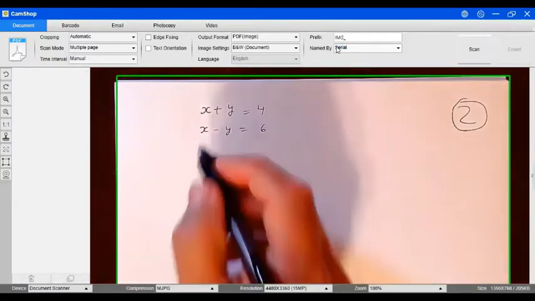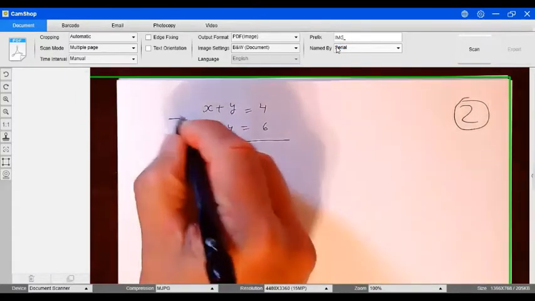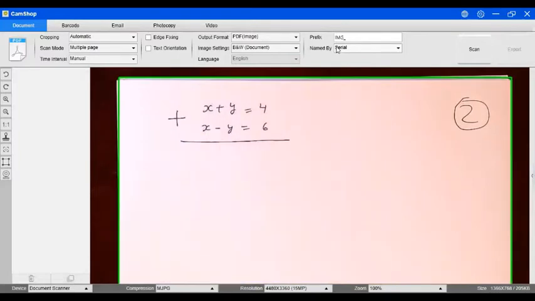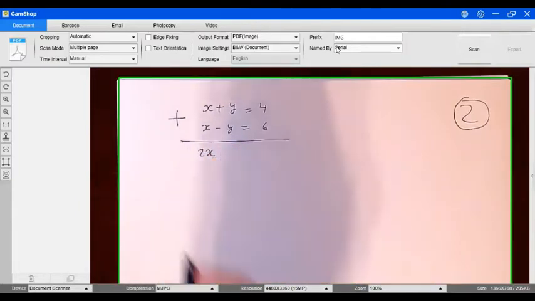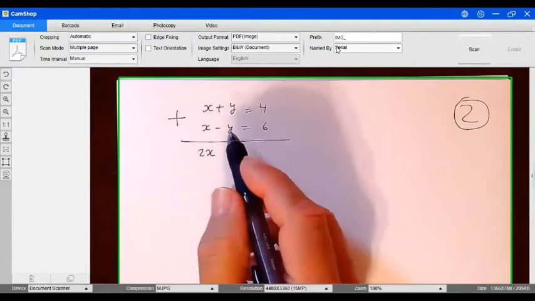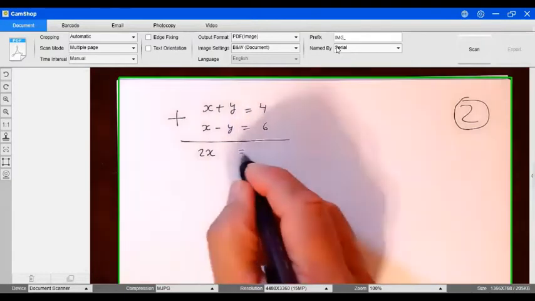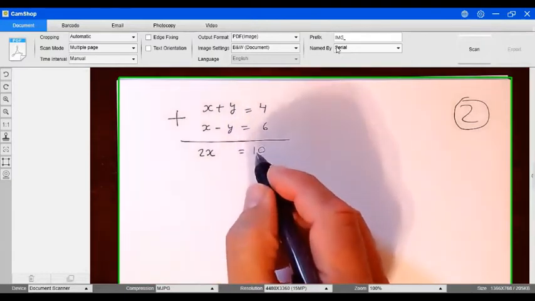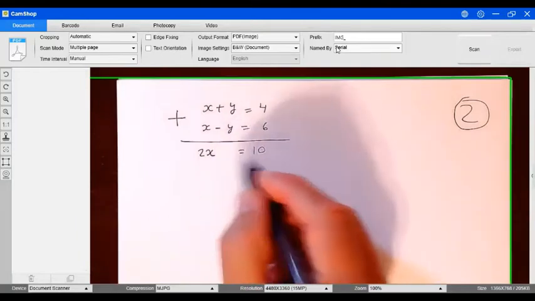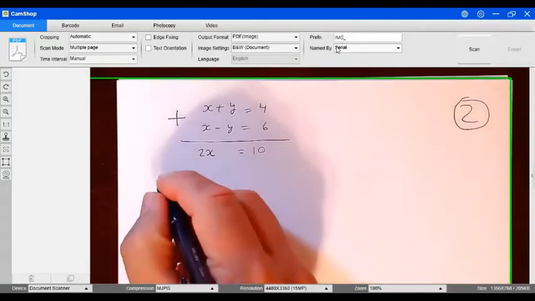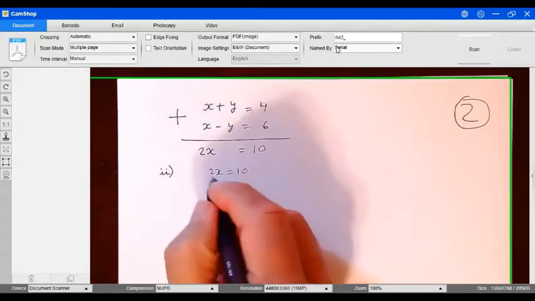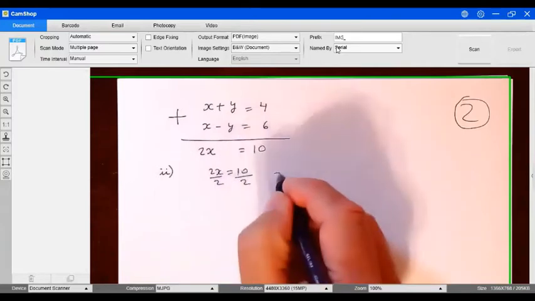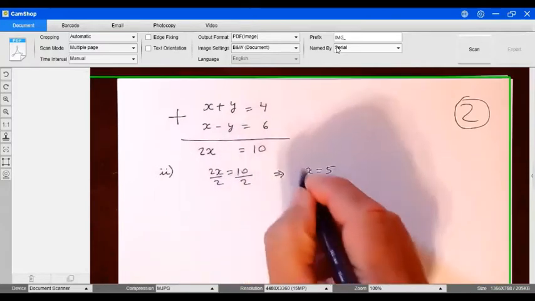So now I can add these two equations. So we're going to get x plus x, it's going to be 2x. y and negative y cancel each other, and this is going to be equal to 10. Then we're going to solve for the remaining variable now. So this is the second step. We have just 2x equals 10. We're going to divide both sides of the equation by 2. So we're going to get x equals 5.